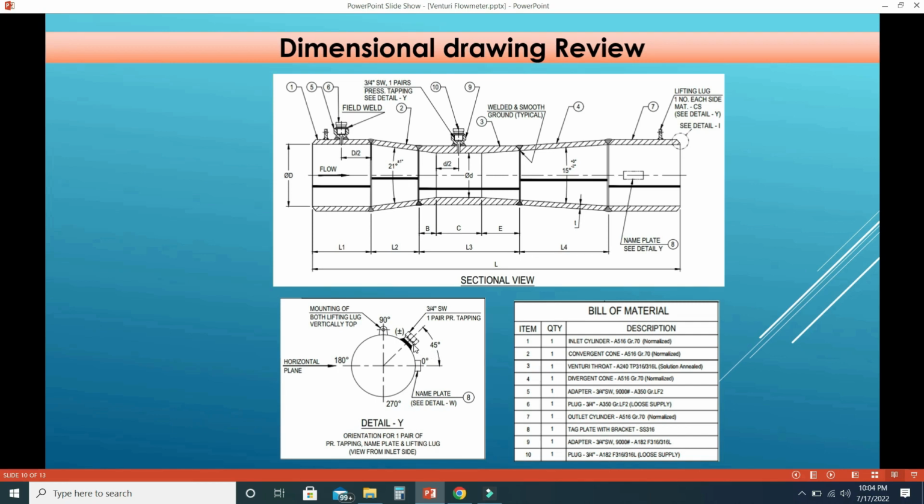And this tapping orientation is given here, where this tapping is 45 degree. Although the tapping location is different as per the requirement, we will discuss in next slides. So these types of details also we need to provide to the piping department or to the instrument department to make the process connections or tubing, so that they can prepare the hookup drawings.